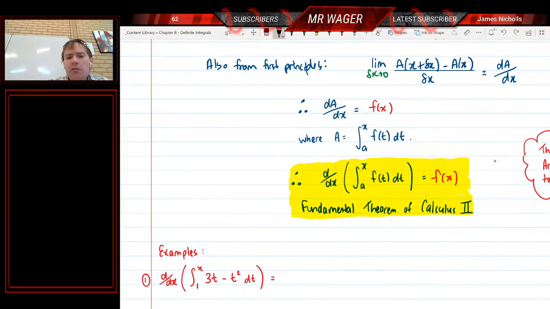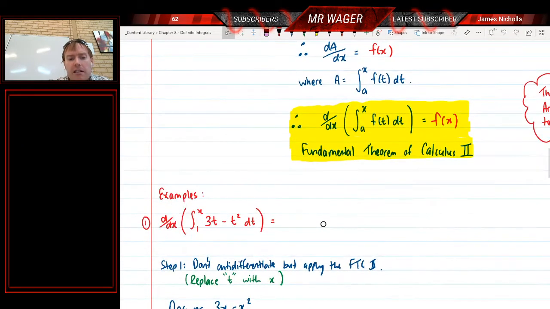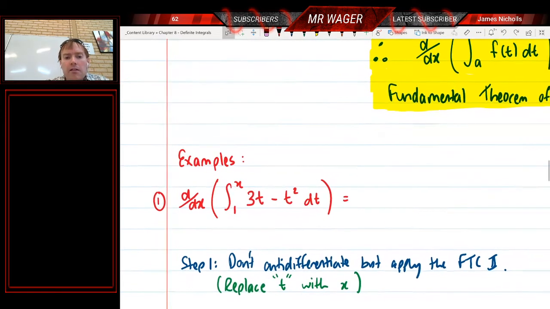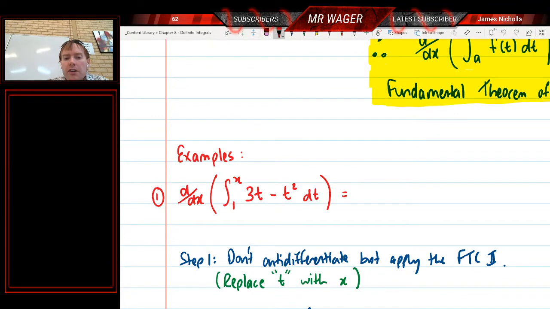So how do we apply it? How do we use it for these examples? It kind of goes back to the intuition idea. So when you take the derivative of an antiderivative, you get left with what you have at the very beginning. And so in this first example, I don't want you to anti-differentiate this thing. I just want you to apply the fundamental theorem of calculus.